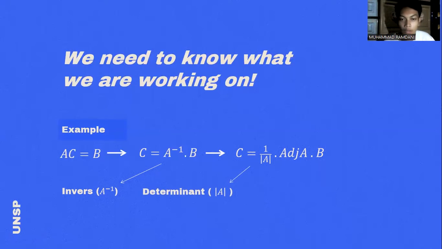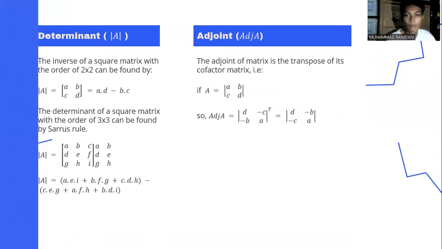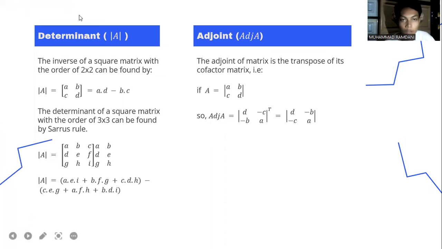How do we determine the inverse? We need to change this into 1 divided by the determinant. This is called the determinant, and this thing is the adjoint. In the next step I will explain all of these terms, so we can study together. Now we have two terms, which are determinant and adjoint.